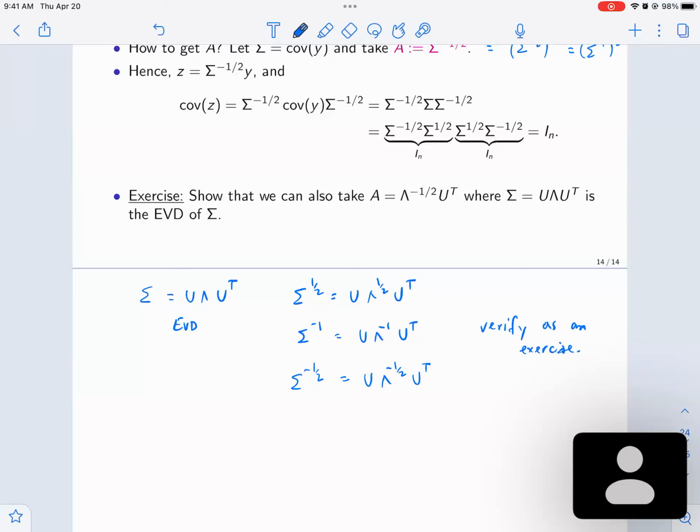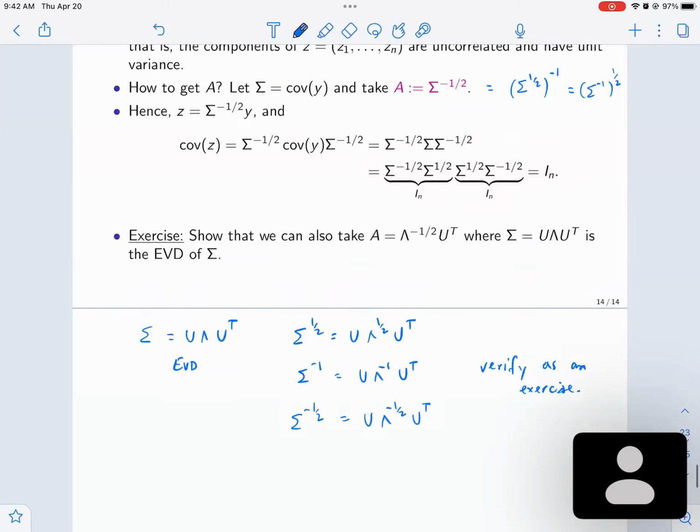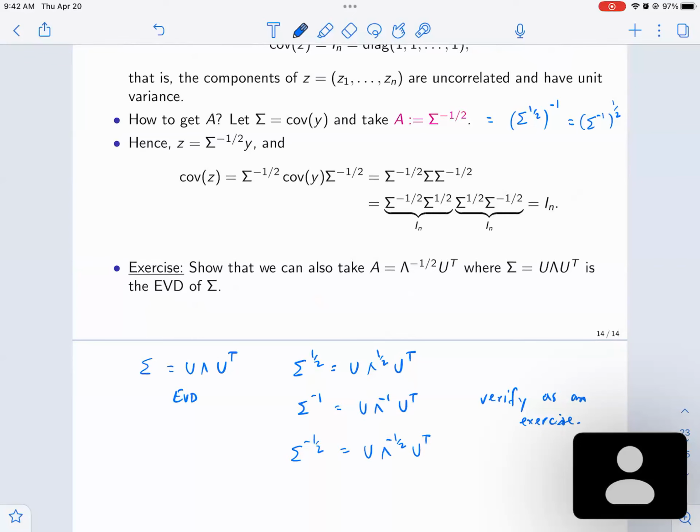So the eigenvalue decomposition gives you a way of doing this rather easily. Taking the square root of a matrix or the inverse of a matrix is very simple if you have the eigendecomposition, at least for a symmetric matrix. Good. We may come back to this, but I just wanted to point it out as a note. Questions?